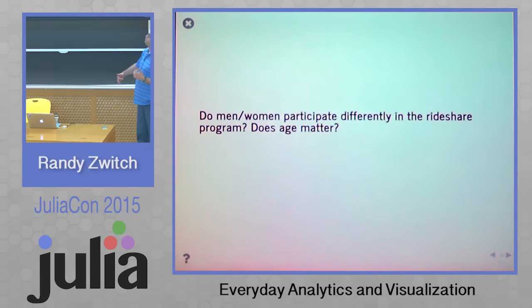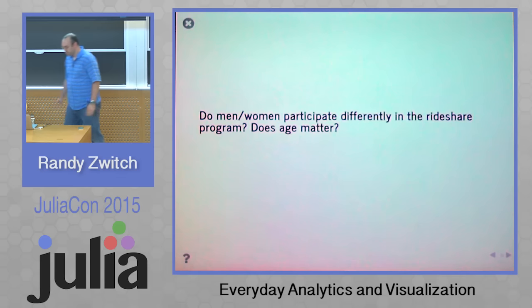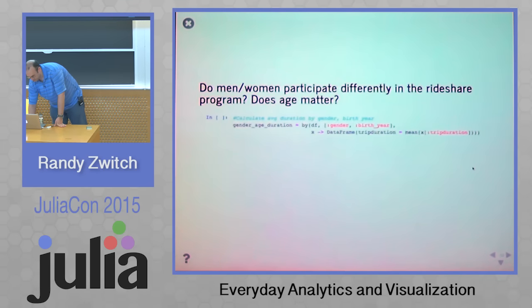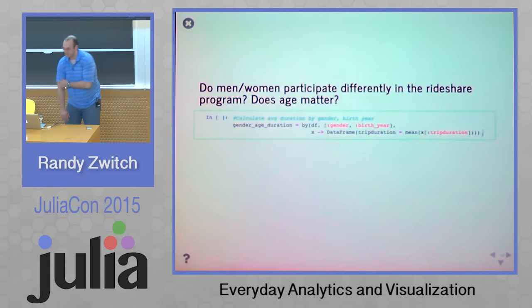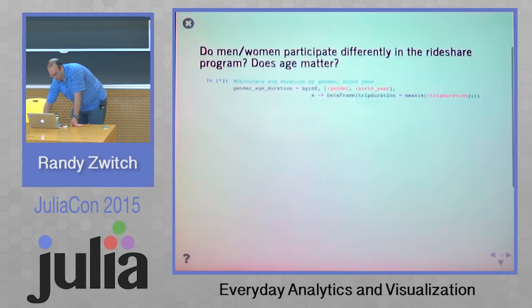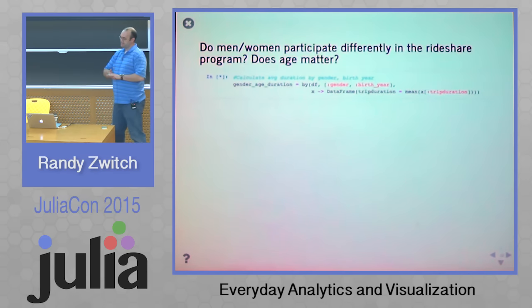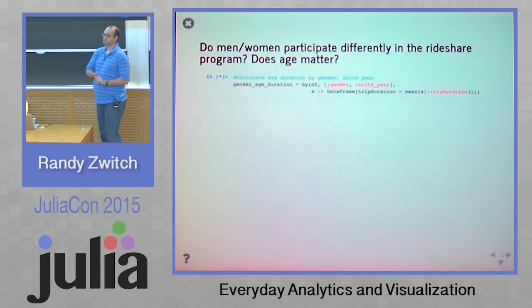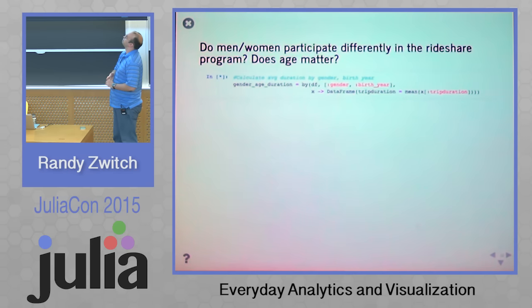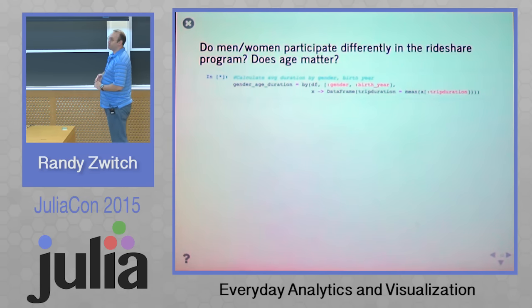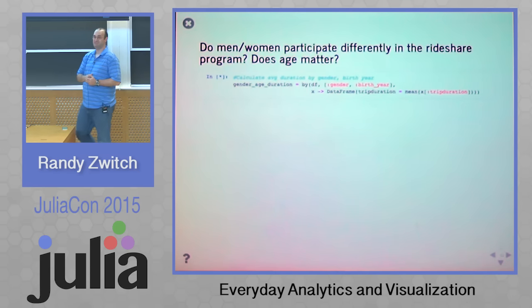And then finally, do men and women participate differently, and does age matter? So what we can do here is, again, we can use group-by processing. And again, it's awkward. It doesn't feel like SQL does, or even LINQ, that people brought up yesterday. But again, we can go ahead and use the by function on our data frame. In this case, we'll do it by gender and birth year. Hopefully it won't take too long, because again, trip duration is an integer, so we should be able to do this pretty fast.